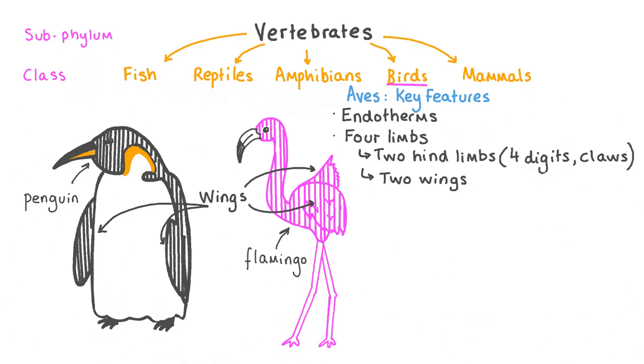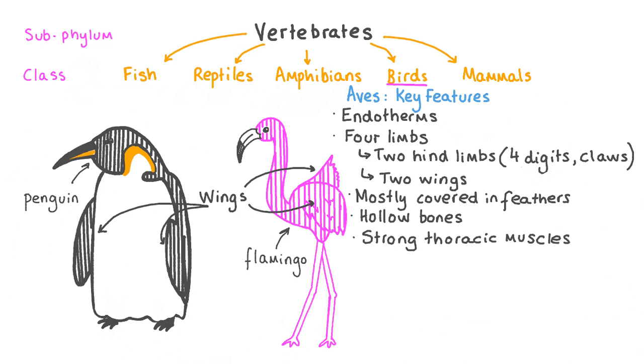Birds also have 2 wings. While in some species, like the flamingo, these wings allow them to fly through the air, in flightless birds, like the emperor penguin, they may allow the bird to effectively fly through other mediums, like water. Most bird species are covered in feathers and have hollow bones to keep them light and aid their movement, especially during flight. They also have strong thoracic muscles attached to their sternum, which is otherwise known as their breastbone, to help them move their wings.